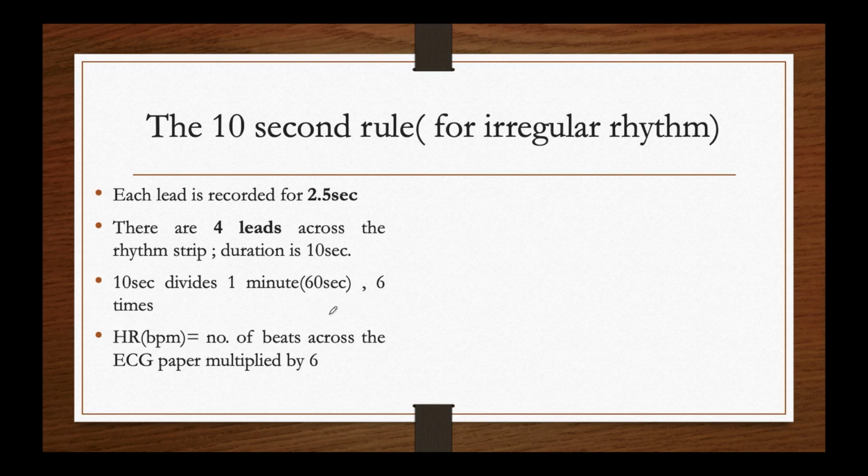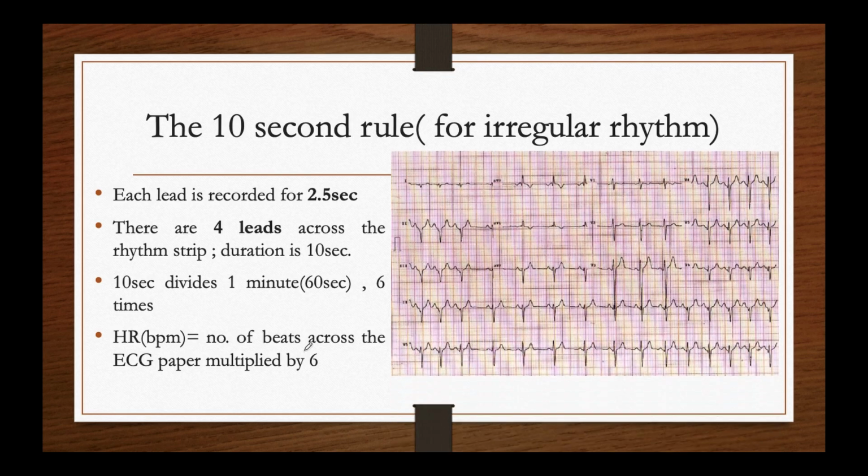And so in an irregular rhythm, the heart rate in beats per minute is going to be the number of beats, or the number of QRS complexes which appear across the ECG paper, multiplied by 6. Let me give you an example to make this clear to you. Look at this ECG paper.